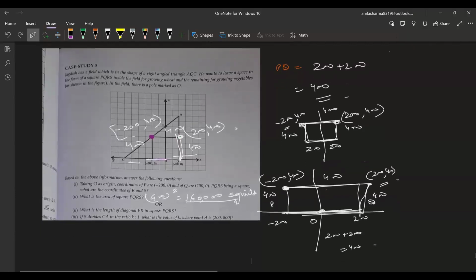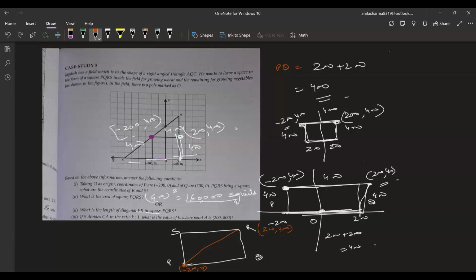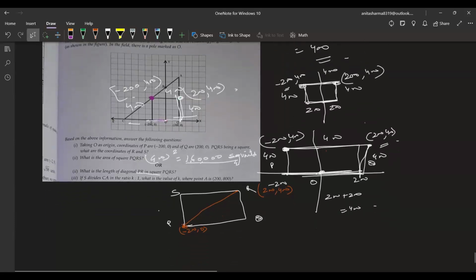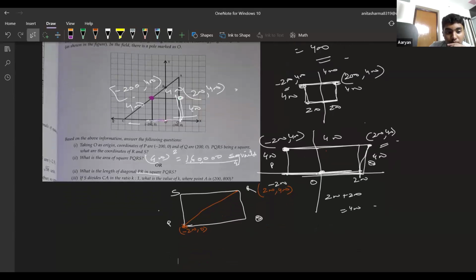Now, next is, what is the length of the diagonal PR in the square PQRS? So, this is your square PQRS. I am drawing here neatly. P, Q, R and S. And here, a diagonal is given, PR. So, this point is 200 comma 400, right, beta? And this is minus 200 comma 0. So, you can apply the distance formula or not? Yes, ma'am. Apply the distance formula.